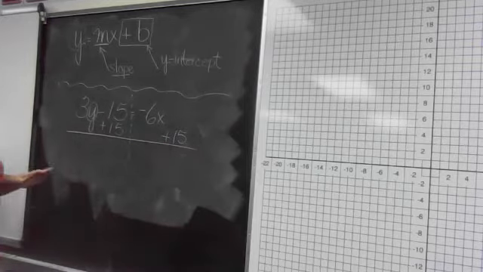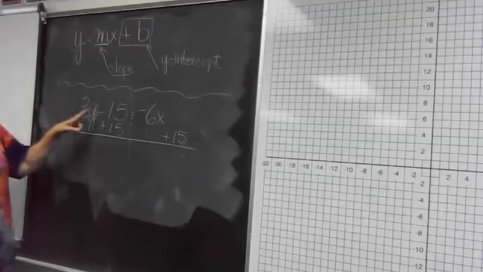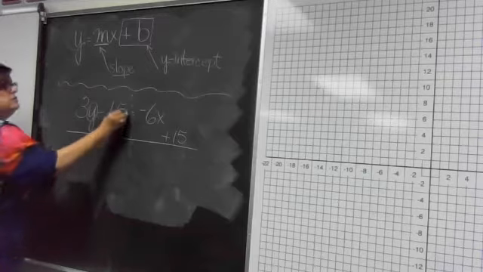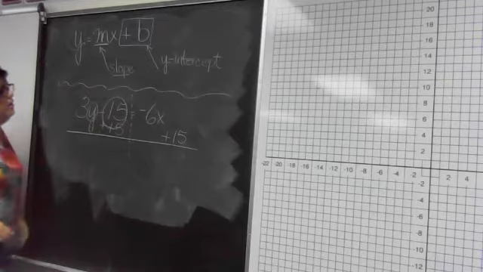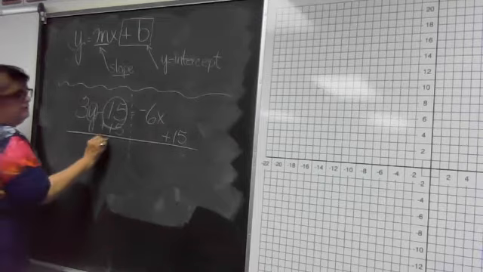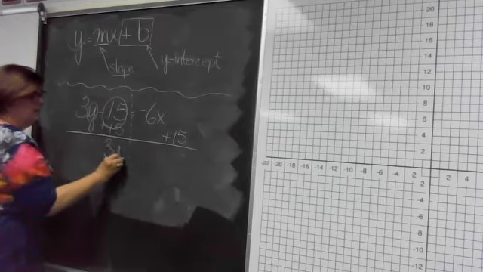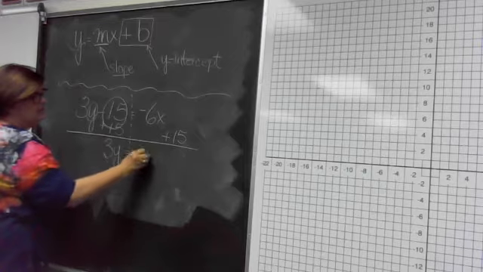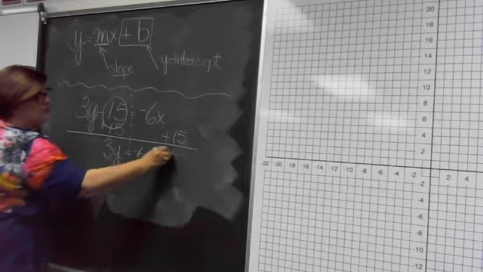Now, I want to find out what's left. So I have a negative 15 and a positive 15. When I put those together, it's always 0. These are additive inverses. And now I'm going to add everything straight down. So now I have left a 3y, a negative 6x plus 15.